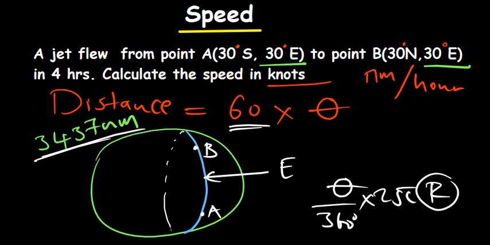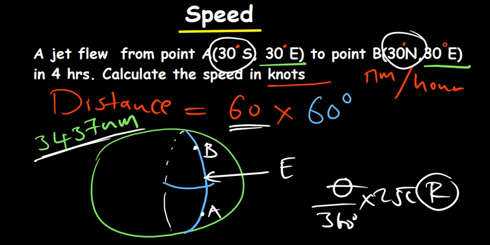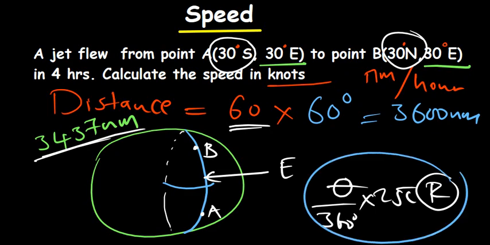Theta can be determined in two ways. If you're dealing with like poles, or if they are on the same half, north north or south south, in that case you just subtract. Now in cases where they're on opposite sides, one is south, the other one is north, you basically add them. So when you add 30 plus 30, they give us 60. So 60 times 60 gives us 3,600 nautical miles. You should expect to get the same answer if you use that other formula.